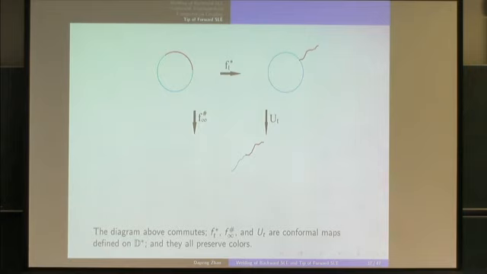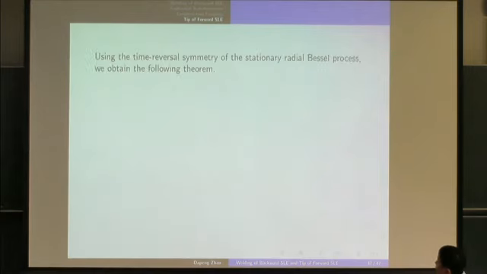The f_t, f_infinity and u_t are conformal maps defined on the exterior of the disk, and they all preserve colors. So u_t maps the red curve to this red part, and it maps the boundary of the unit circle to this blue curve. Okay, that's a picture. Using the time reversal symmetry of the stationary radial Bessel process, we obtain the following theorem.